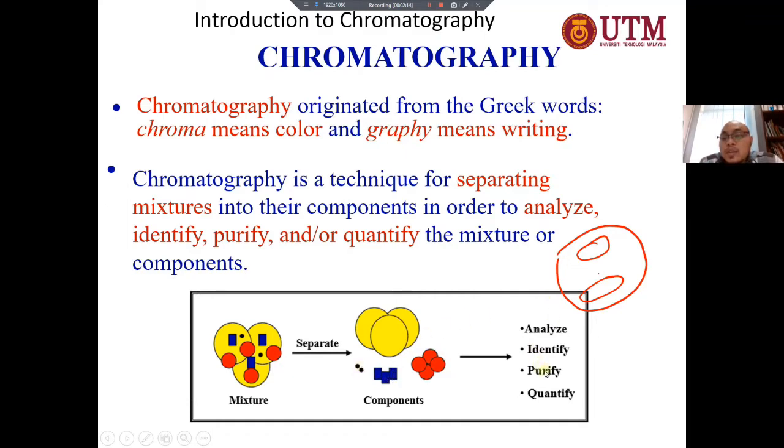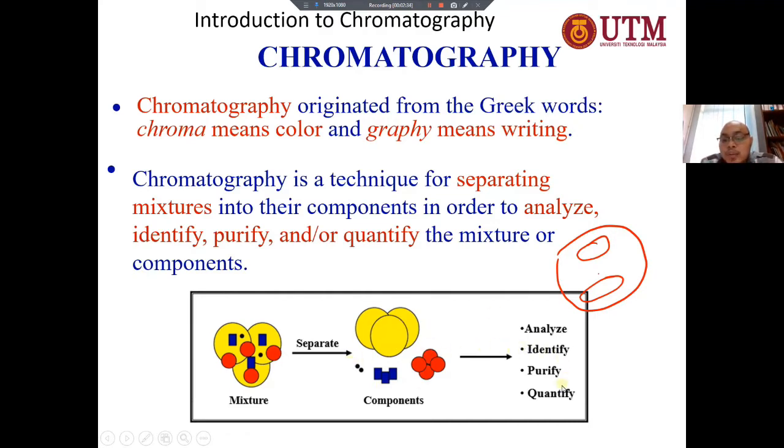Or for purification, for example, in the mixture we want to isolate only the yellow one. So we want to remove the other three. We extract and separate the yellow one, we collect the yellow one, and then we remove the other three. So that is what is meant by purify.